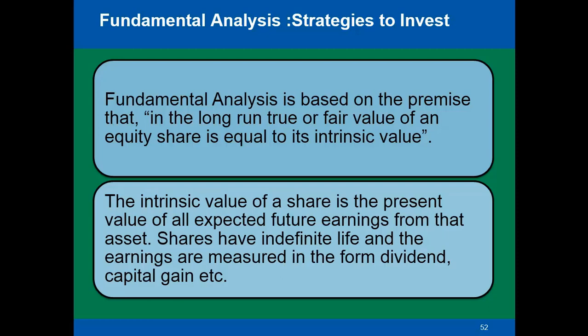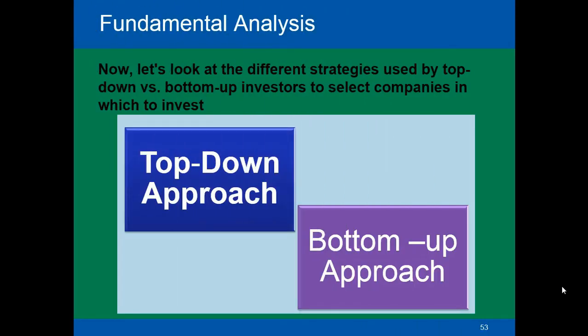Now, the cash flow generated by the company is used to pay dividends, and some of the money gets plowed back into the business. And if the company grows, then the share price also goes up, and the shareholders get capital gains. Now, there are two approaches to fundamental analysis. The first is the top-down approach, the second is the bottom-up approach. And we'll understand both approaches as we go along.